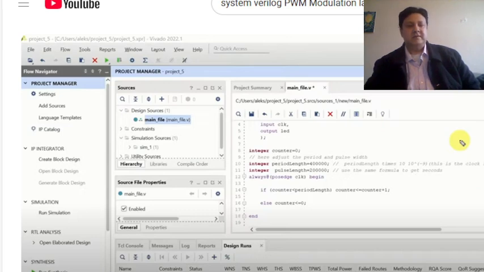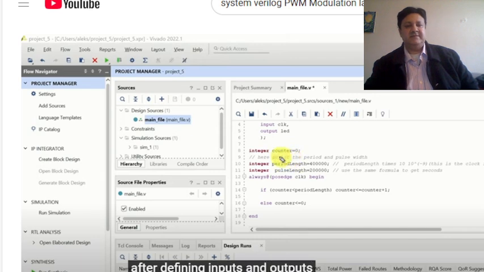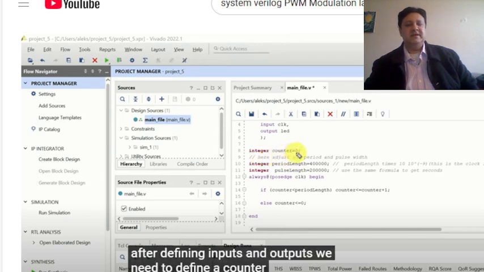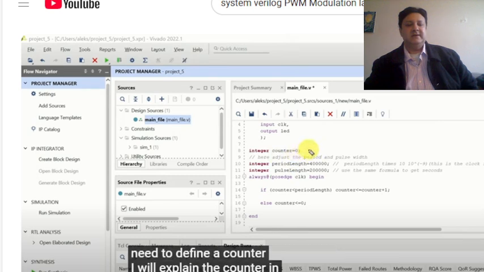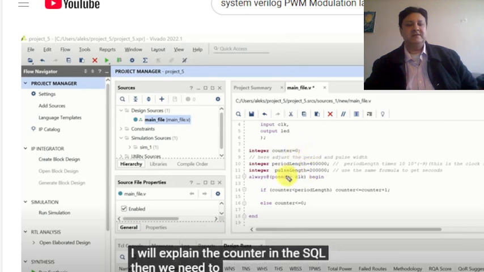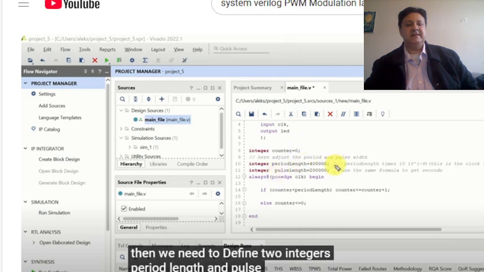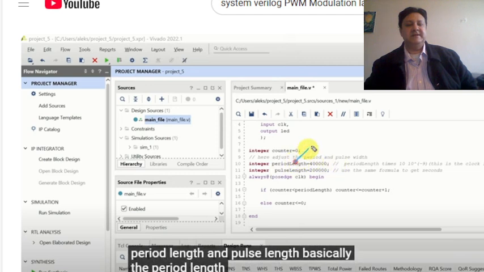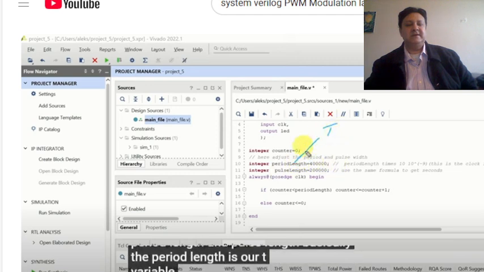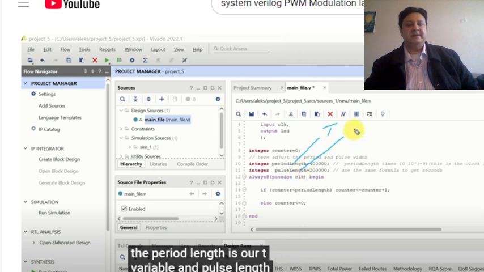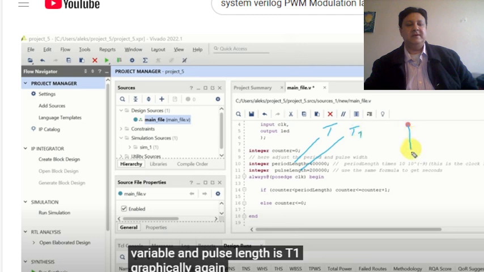Let's continue where we left off. In this case, let's talk about the next thing right here. You will see after defining inputs and outputs, we need to define a counter. We'll explain the counter in SQL. Then we need to define two integers, period length and pulse length. Basically, the period length is our t variable and pulse length is t1.